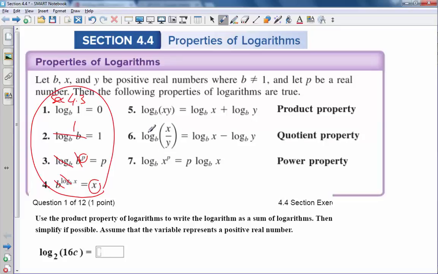These are new now, 5, 6, 7. This is called the product property. I believe there is a product somewhere. Where do you see the product going on? Where is the product? Yeah, it's right here. You see things multiplied in a logarithm, and you can split them apart.